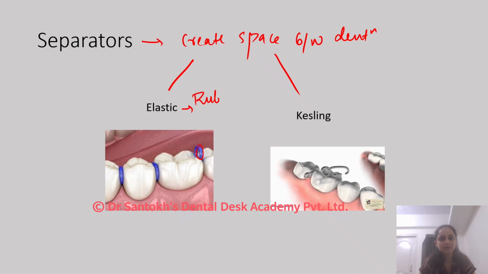Okay, so it will swell and it will create the space. And these are the Kessling separator. So these are made up of your stainless steel wire. Just remember the diagram. This is the elastic separator and this is the Kessling type of separator.